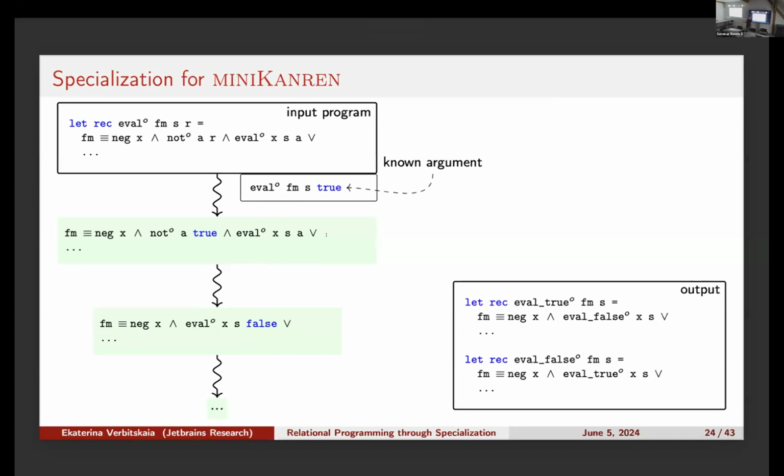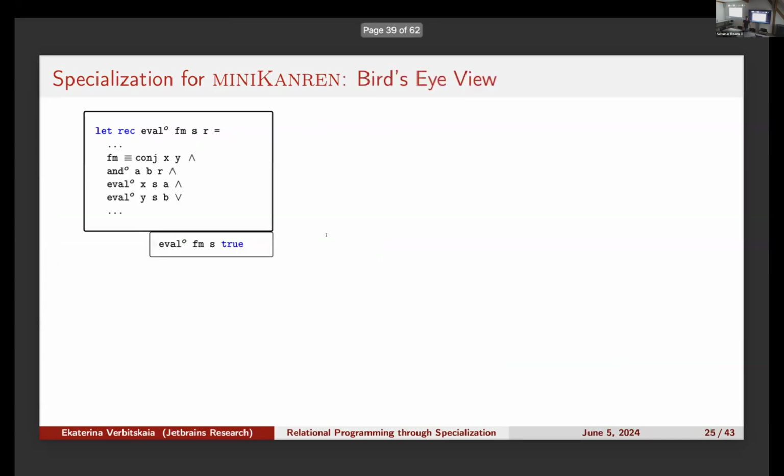And of course, in the end, we will just get something like this. So we will get two specialized functions, one for evaluation to true and one for evaluation to false. They will hopefully be better. At least they don't call not here, right? And after that, we can get our improvement of execution time.